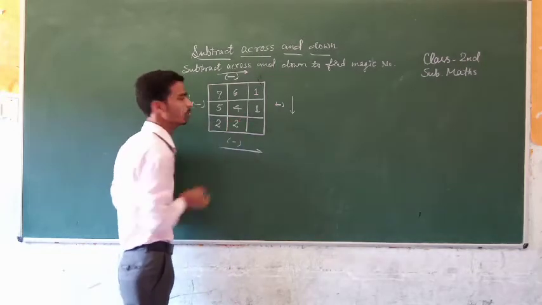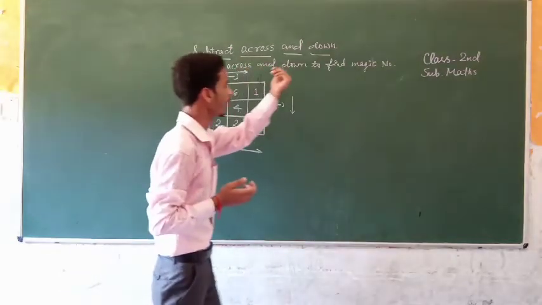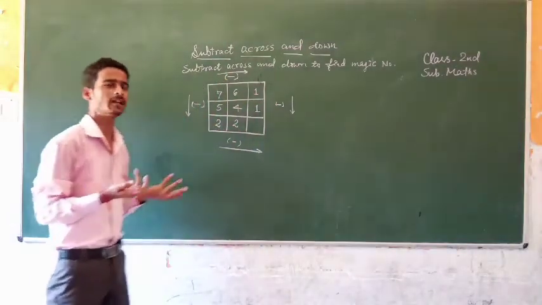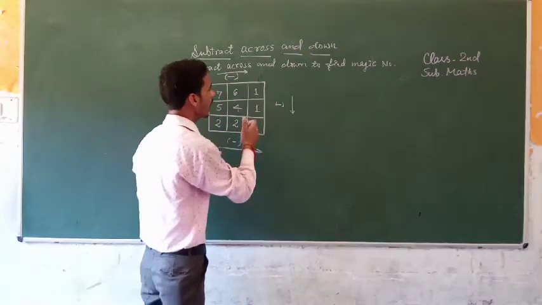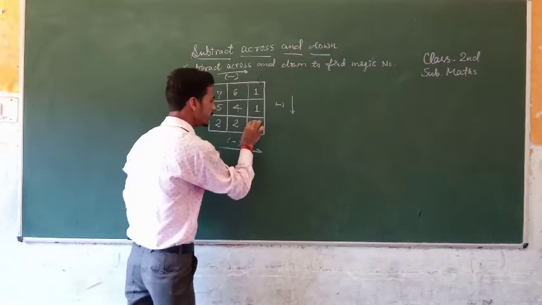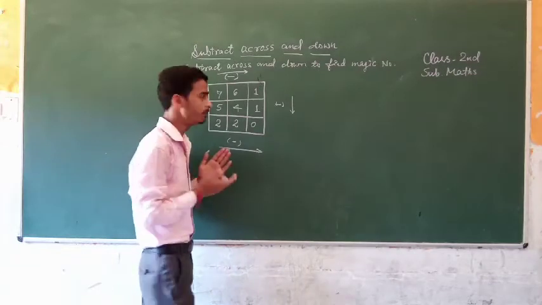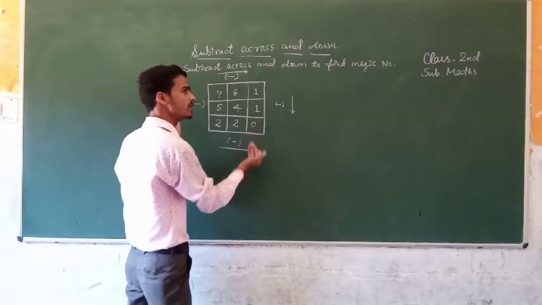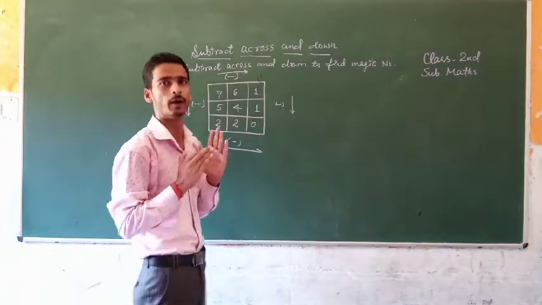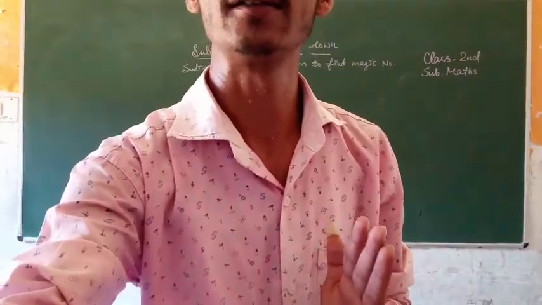There will be 2. Now why do we find magic numbers? Do you know where the magic number is? Listen carefully. When we subtract 1 from 1, there will be 0. And when we subtract 2 from 2, there will be 0. That means when we subtract across and down, in both conditions we will find the same number. That is our magic number.